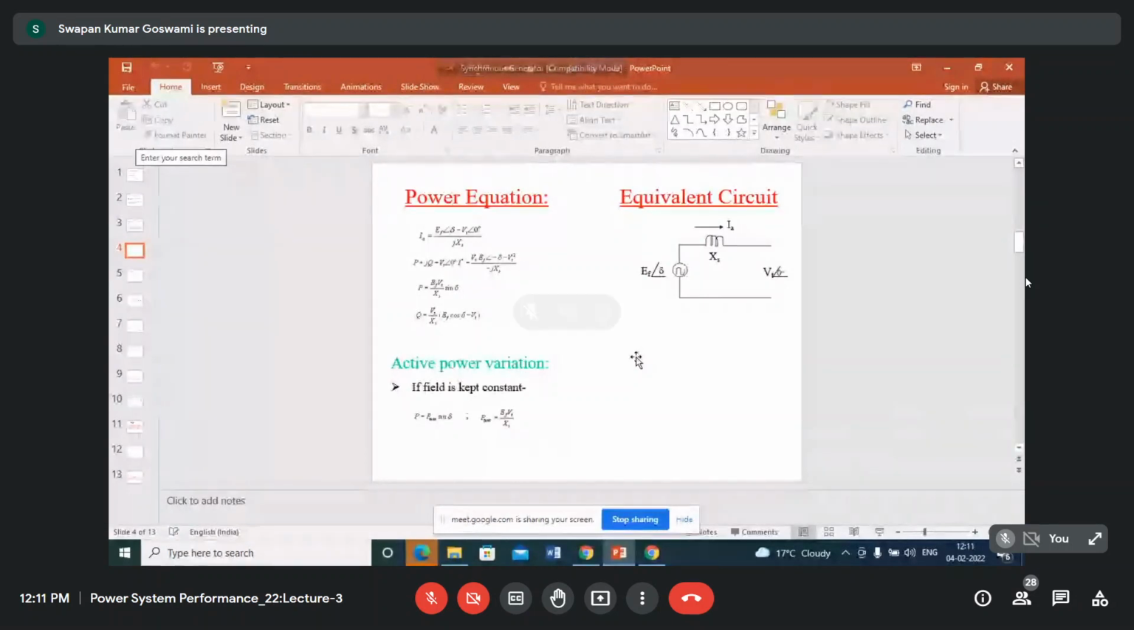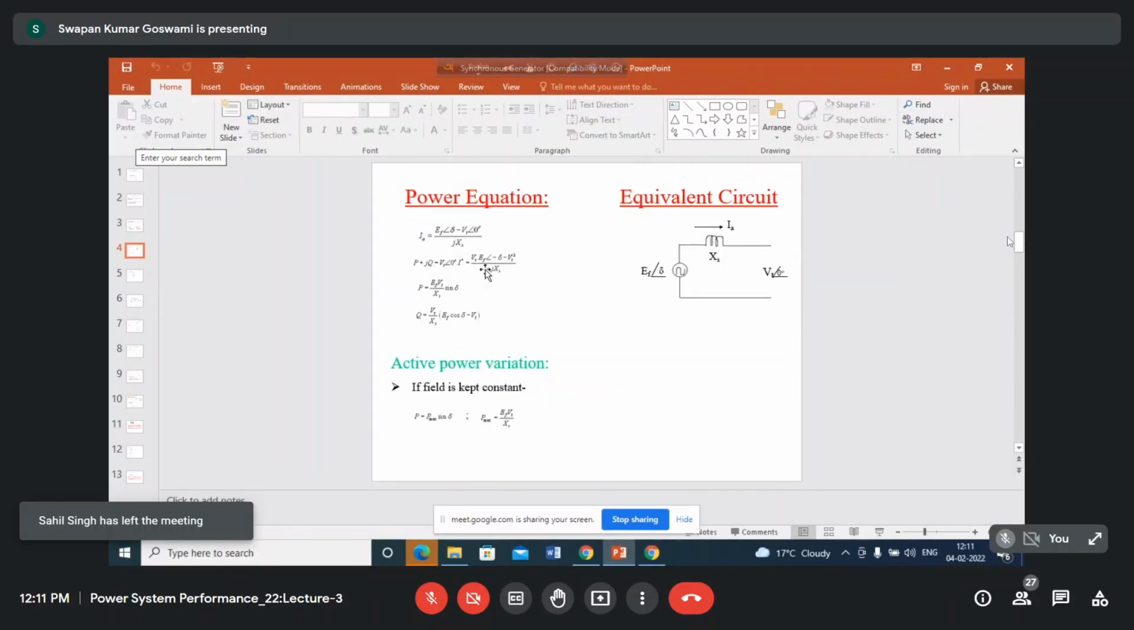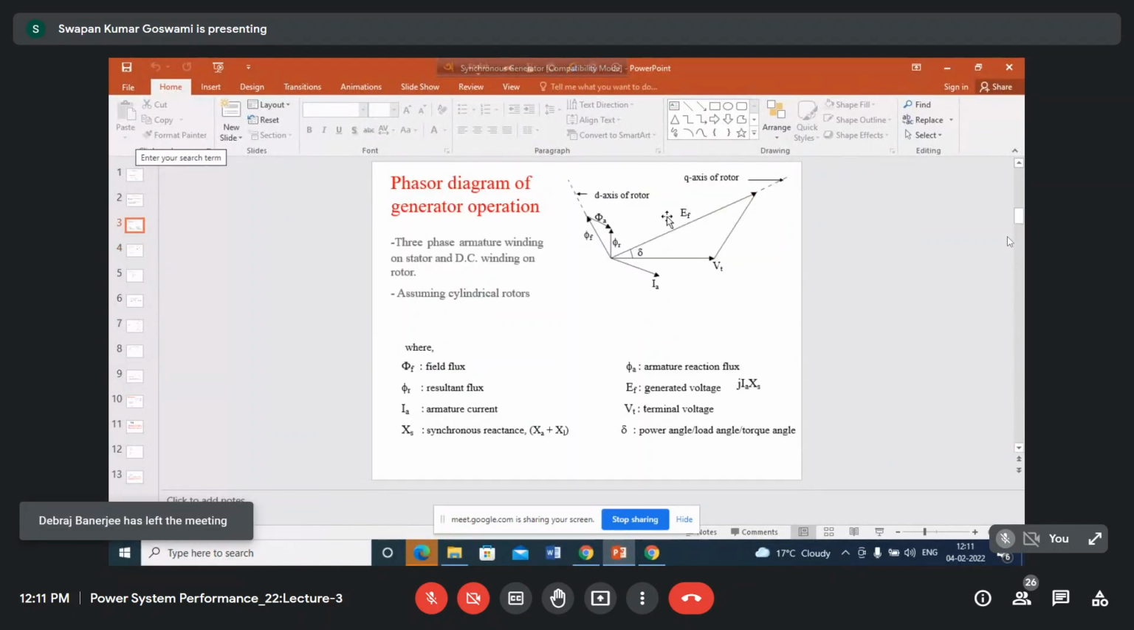Yes, sir. Okay. So perhaps this equation, our equation I have already discussed. P plus jQ, this is the active and reactive power. That means the complex power delivered by the machine. The development of this synchronous equivalent circuit was discussed based upon this phasor diagram.